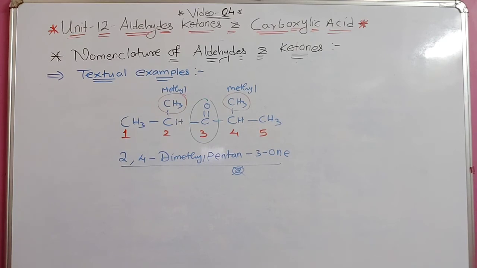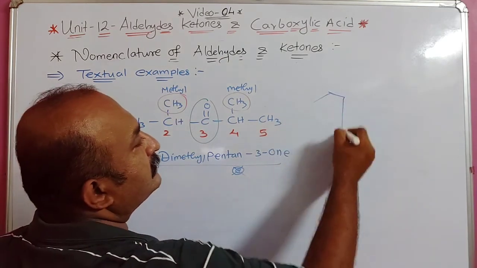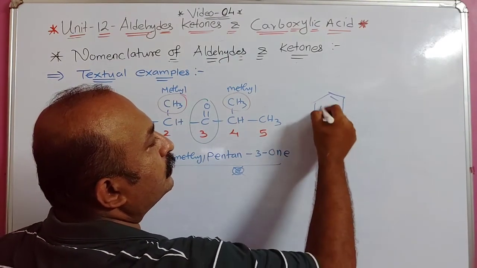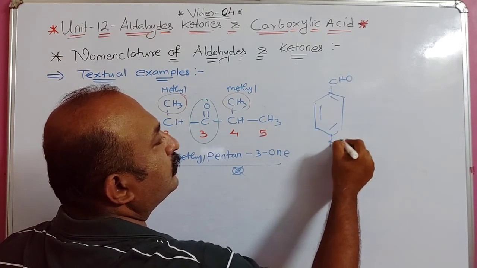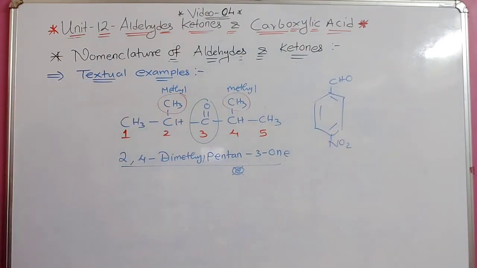Understood? So this was about the example which is given. Now another example is 4-nitrobenzene carbaldehyde or benzaldehyde, that I have already discussed. That is what I am talking about, this part. I have already shown you the example here: aldehyde, and here NO2 group is there. This I have already explained to you.